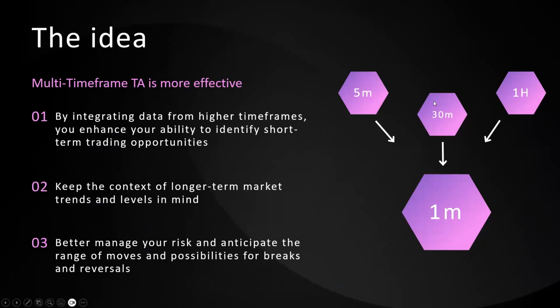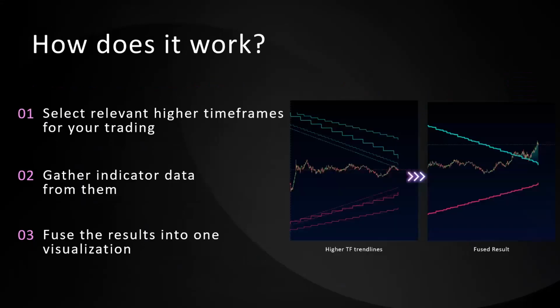So when you consider multiple higher time frames, for example, when you're trading the 1 minute, if you look at the 5 minute, 30 minute, and 1 hour simultaneously, and you combine levels from them, you're going to be able to better anticipate the range of moves and what's possibly going to happen and what's really going on in the market at a broader level. So how does this concept work?